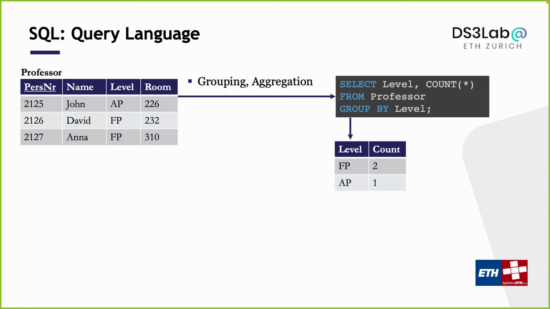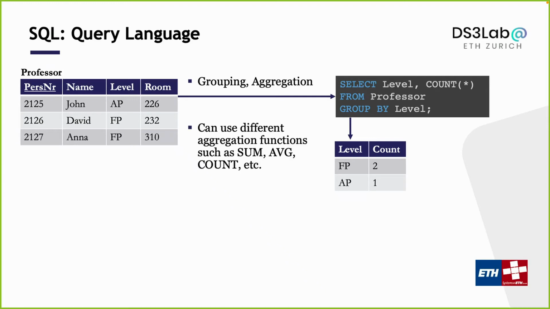And for the first group, FP, I have two tuples. So count star, the aggregation function, is going to return 2, because there are two tuples. And the second group, AP, has one tuple, so count star is going to give you 1. Okay? If you run this query over that relation, this is what you are going to get.